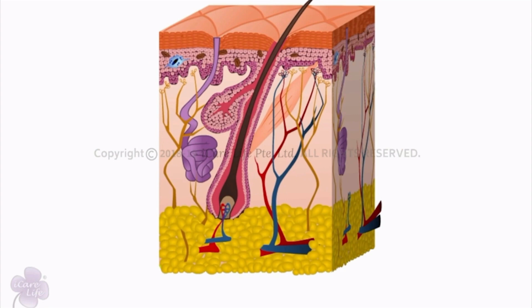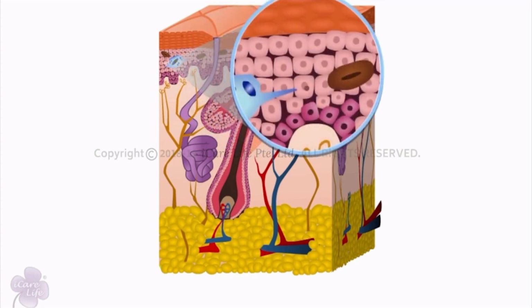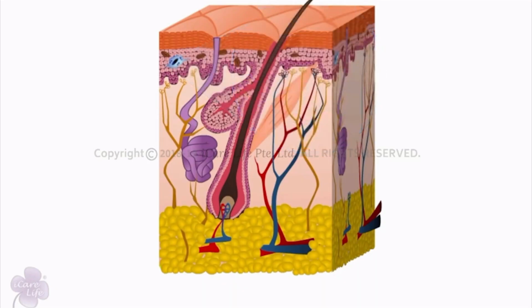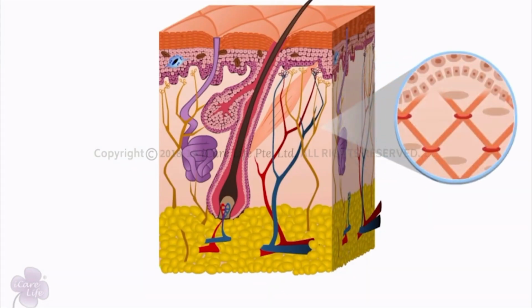New skin cells are formed regularly in the lowest part of the epidermis. These cells move to the epidermis and the old skin cells are shed. This is called the skin regeneration process. Dermis is made of connective tissues, which contain two types of proteins: collagen, which gives strength to the skin, and elastin, which helps the skin to stretch.